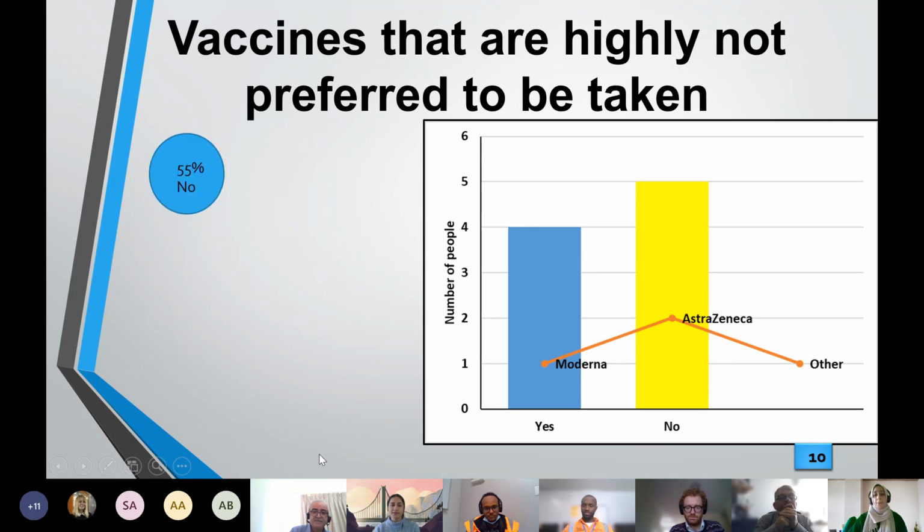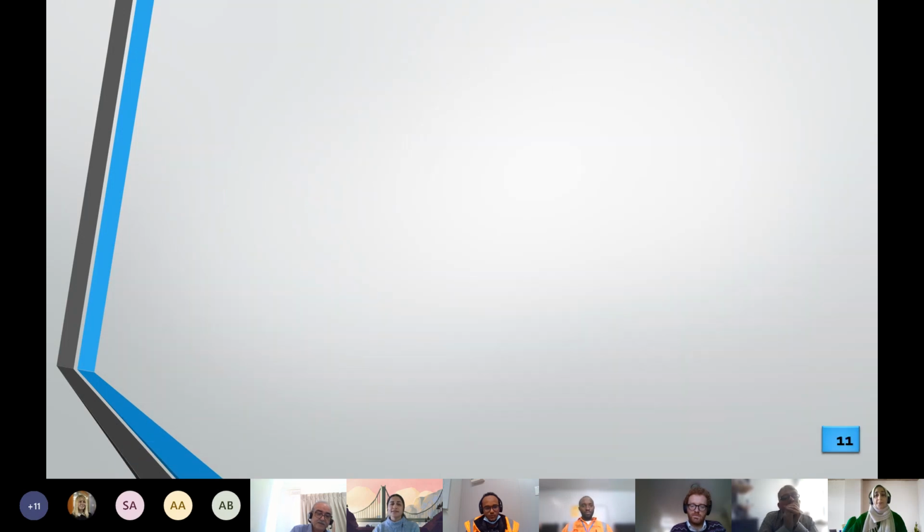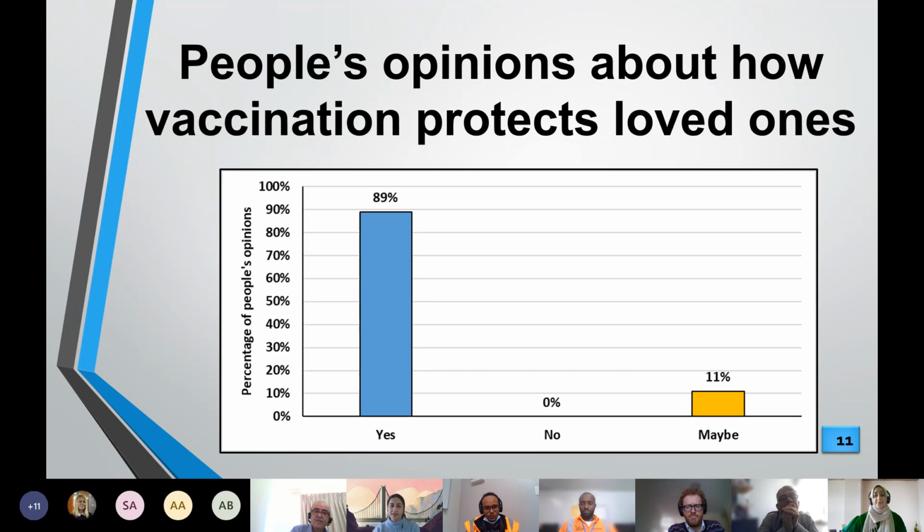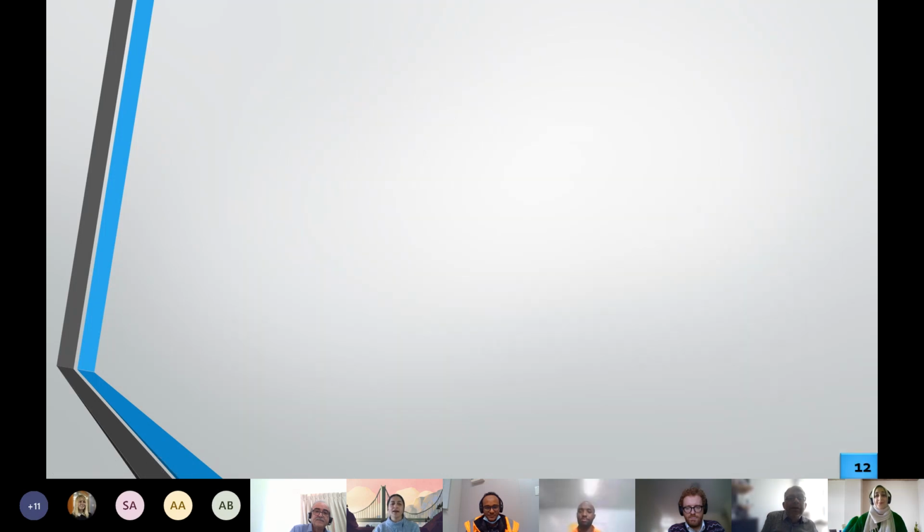55% of the participants don't mind having any type of vaccine, while 45% have their concerns. 89% of the participants believe that the vaccine can protect themselves, their family, and society.